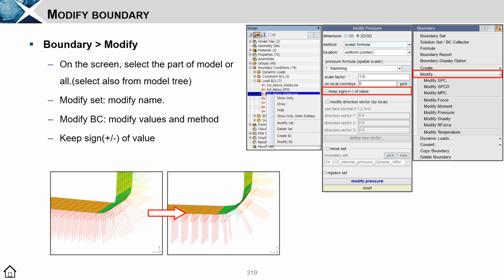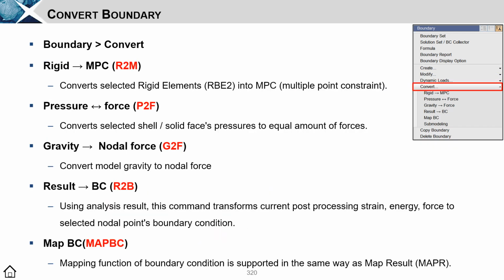Modify Set can modify the name of the load, and Modify BC can modify the value of the load. If the keep sign plus minus of value option is activated, the load direction is maintained even if the pressure or formula is modified. In the Convert section, we learn about converting one boundary condition to another boundary condition and converting elements to boundary conditions.